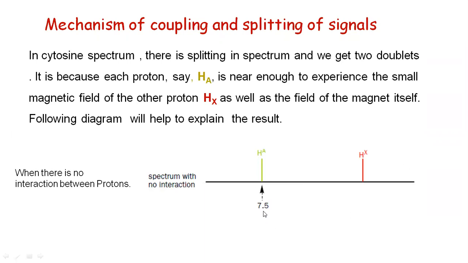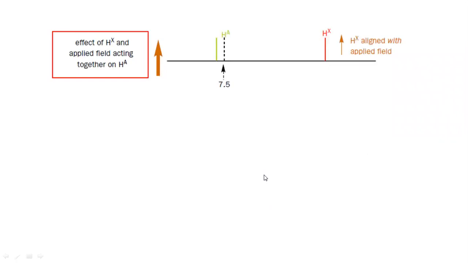So you focus on one. What is the chemical shift? 7.5 ppm for this HA. Now, by having this reference, we will study the mechanism. So when there is no interaction between the protons, meaning HA does not recognize HX and vice versa, we can say they appear as singlets. See here, understand this 7.5, one bold line. Now go for the next one.